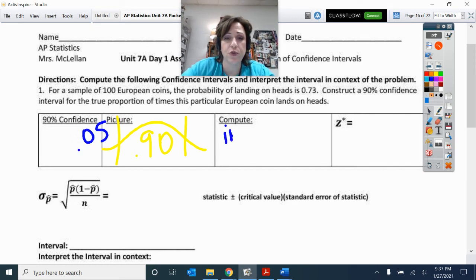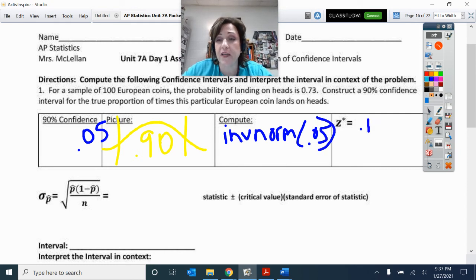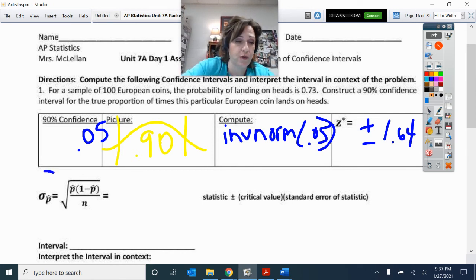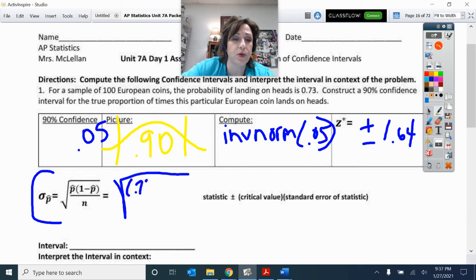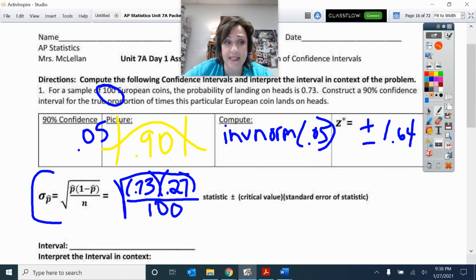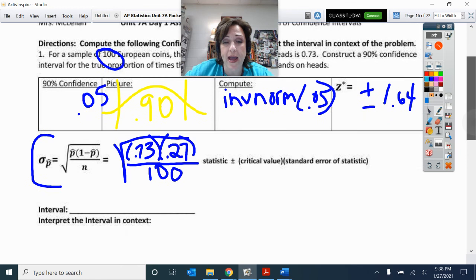So you're going to inverse norm 0.05, inverse norm of one tail. So our critical values are going to be the positive and negative 1.64. Now, here it works you through. Compute your standard error. So you're going to do the square root of that 0.73 times the 0.27 over our sample size, which in this problem was 100. Once you find that, then you're going to do the rest of your math.